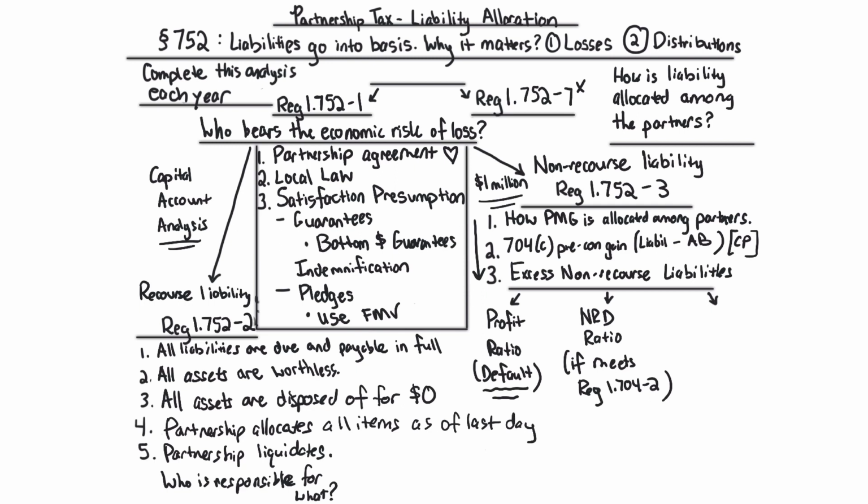Finally, the last one is called the additional method. This is very rare. This one continues on with our 704C analysis, and what it does is allocate the remaining excess to the contributing partner, the CP. We take the amount of any 704C gain minus the minimum 704C gain. Now this one again is a little confusing, so I'm just going to explain it as that. That's a special rule, and you have to put that one in the partnership agreement.